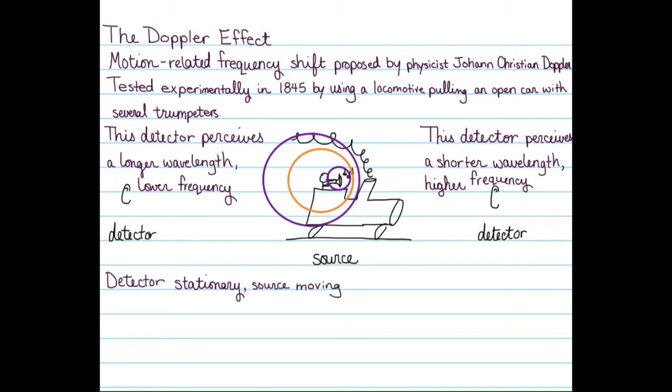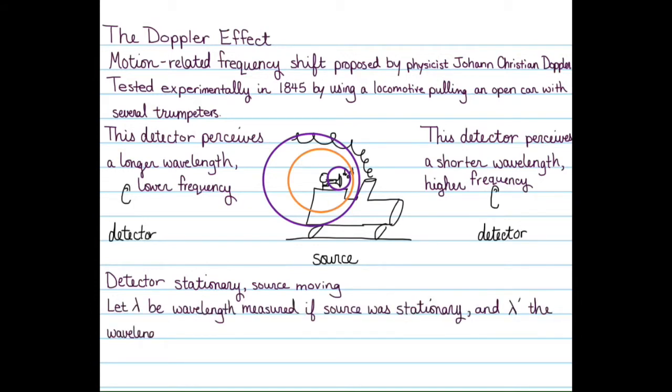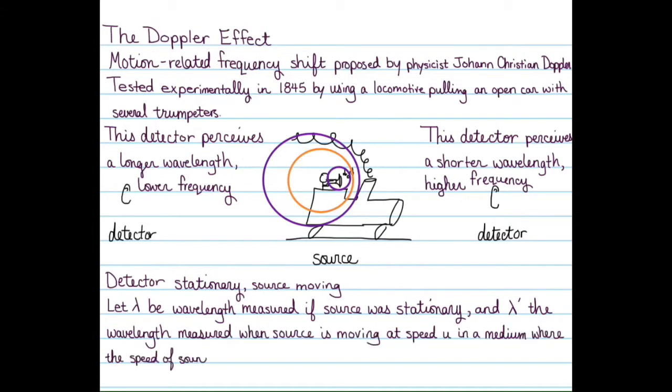So for the situation where the detector is stationary and the source is moving, we can calculate what the wavelength measured from the source would be. So lambda is going to be the wavelength that would be measured if the source was stationary, and lambda prime will be the wavelength measured when the source is moving at a speed u in a medium where the speed of sound is v. So the time between the wave crests would be the period t, and during that period t, the source moves a distance ut, the velocity of the source times the time.